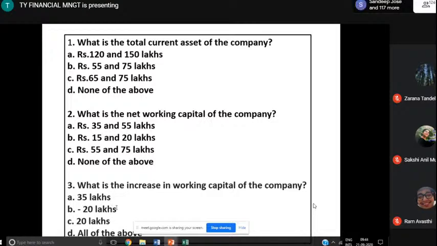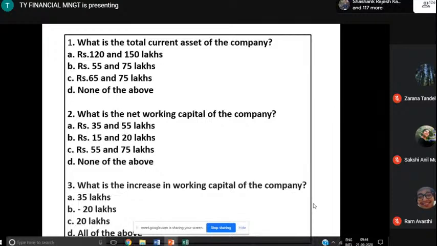Yes. Next. What is the net working capital of the company? 35 lakhs, 55 lakhs, 15 lakhs, 20 lakhs, 55 lakhs, 75 lakhs, none of the above. Net working capital. Tell me what is the equation for net working capital? CA minus CL. Those who want, write down in bracket CA minus CL. Net working capital is CA minus CL.